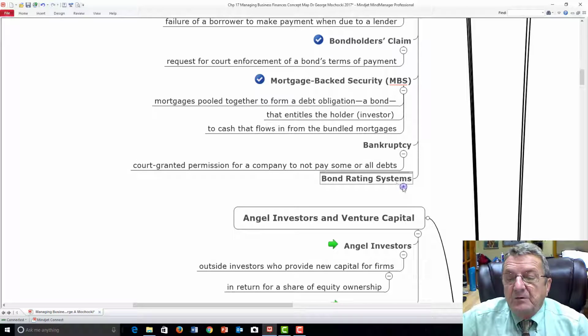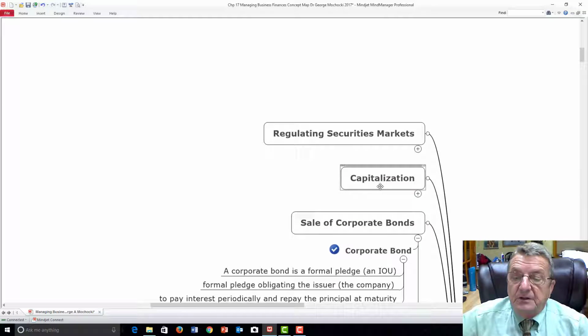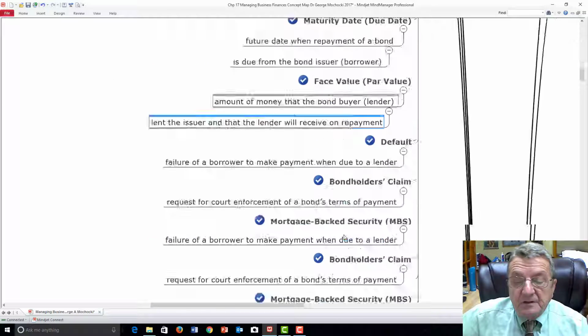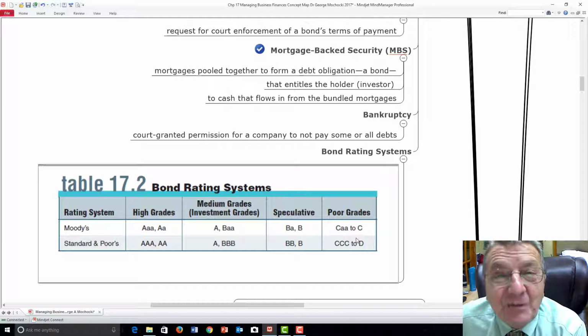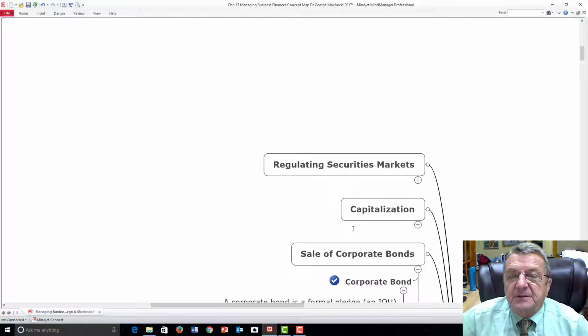Okay, bond rating systems. When I look at bond rating systems, Moody's gives a high grade, Standard & Poor's all A's, then AAB's medium, speculative, and poor grades when you go down to C. If they're at this poor grade here, I could get more interest on it, but I'm taking a bigger risk. Usually they go with the governments on that.